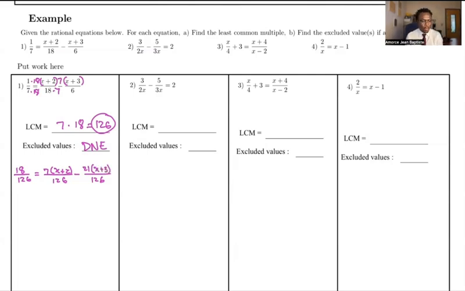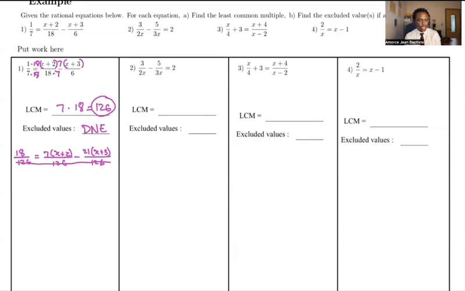Now that we have a common denominator, we no longer need to work with it. It's all the same. We can work with the top expressions for the equation only. So my equation becomes 18 equals, I'm going to distribute 7 and 21, negative 21. So that is going to be 7x plus 14 minus 21x minus 63.